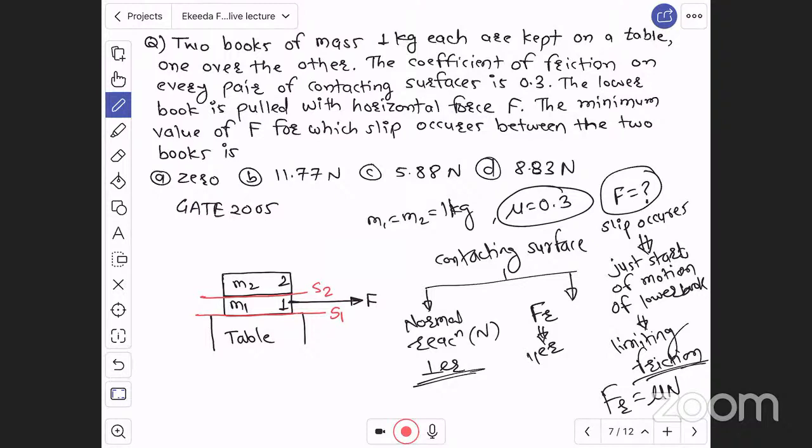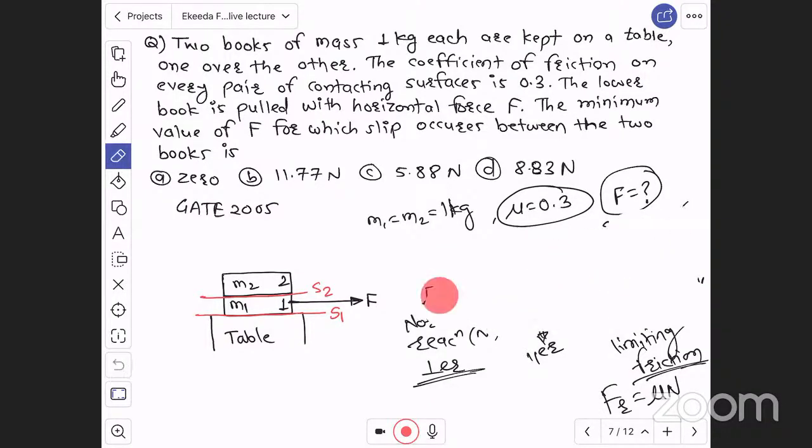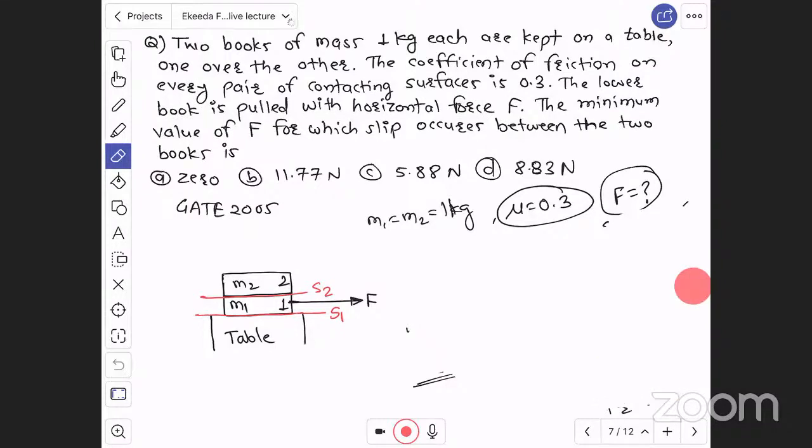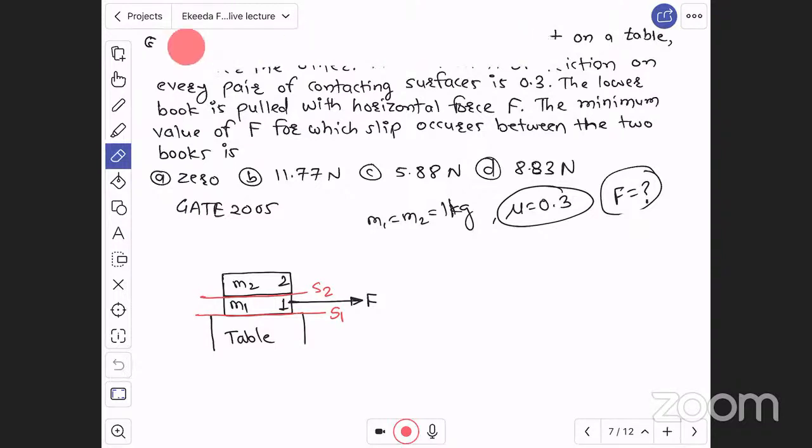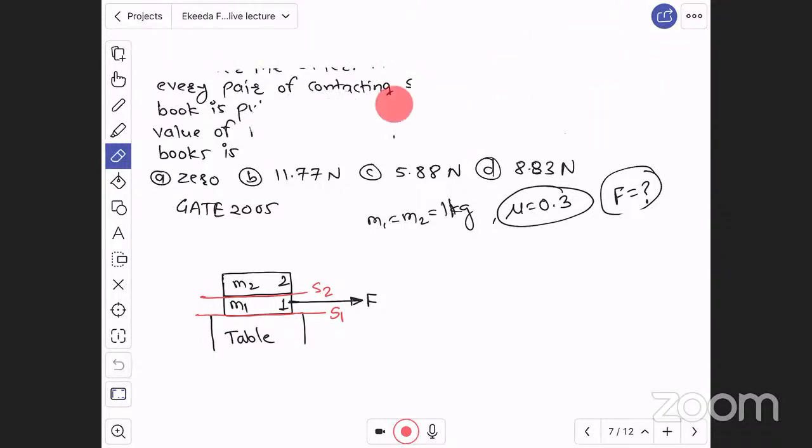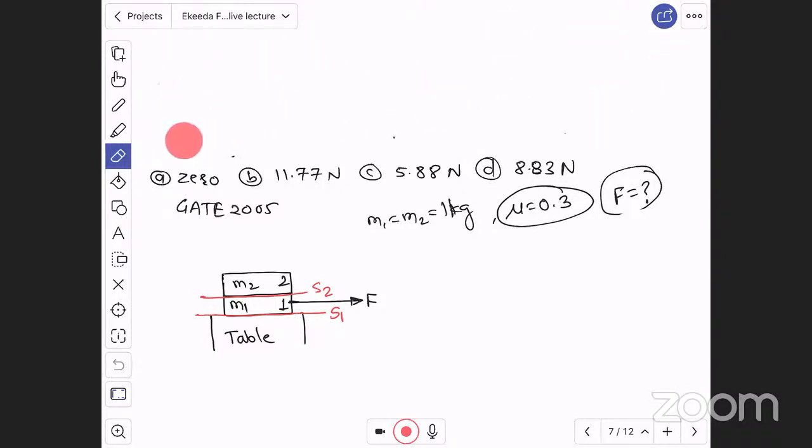Now let us go for the solution. Here I have understood one thing. It is a limiting friction condition. Therefore, friction force is equal to mu N. Here in this case, frictional force will be equal to mu N, right? The coefficient of friction is given as 0.3. Mass of each book is 1 kg. Our target is to find this F minimum so that slip occurs between book 1 and book 2, right? Now we have written the given data. Here I am erasing the question. Now let us go for the solution.